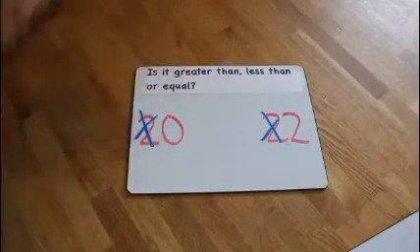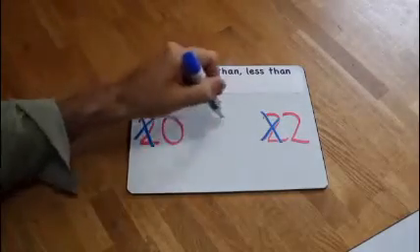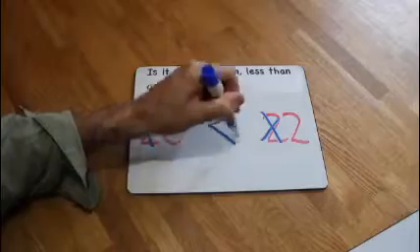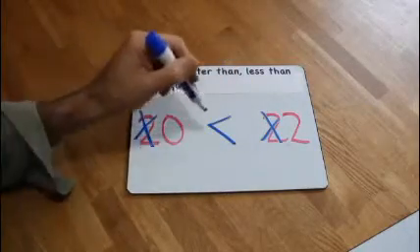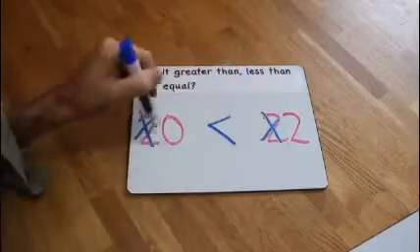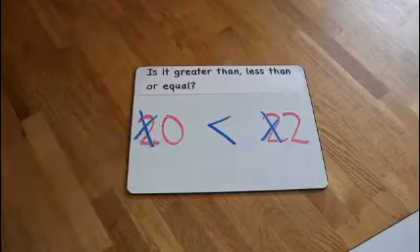So which one is bigger or greater? 2 is greater than 0. So we're going to eat that. Now we'll take those 2's back that we crossed out and we say 20 is less than 22. They both have 2 tens, but 22 has 2 ones and 20 has 0 ones.